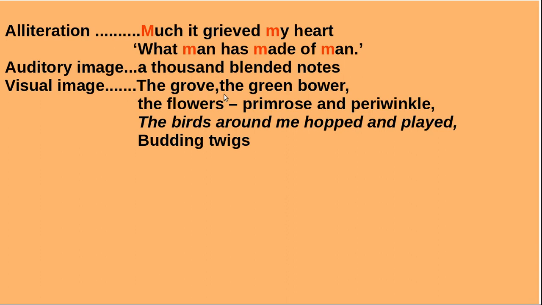We can simply close our eyes and imagine, or bring all these things into our mind as a picture. Image means a verbal picture, or word picture. Glow, green bower, flowers, primrose and periwinkle. The birds around me hopped and played, budding twigs. All these are instances of a visual image.